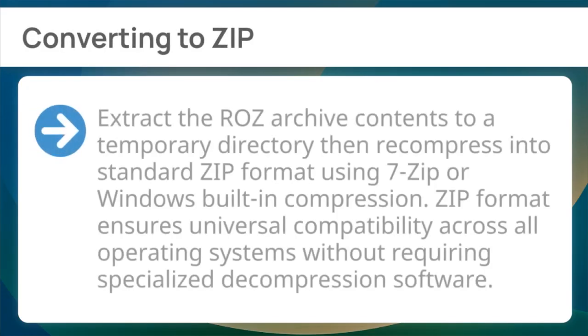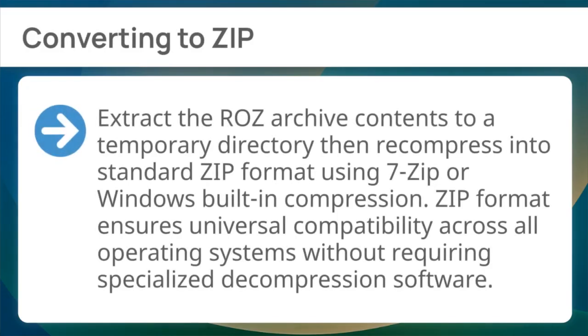Finally, converting to zip. Extract the ROZ archive contents to a temporary directory, then recompress into standard zip format using 7-zip or Windows built-in compression. Zip format ensures universal compatibility across all operating systems without requiring specialized decompression software.